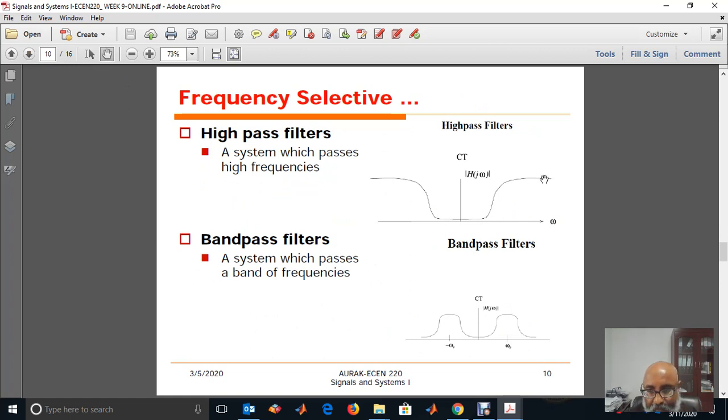And this is high frequency. High frequency means it rejects low frequency, it passes high frequency. And this is a band pass filter. It selects a certain band of frequencies which are not low or not high, but in between.